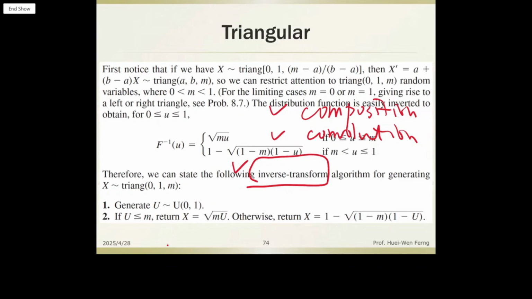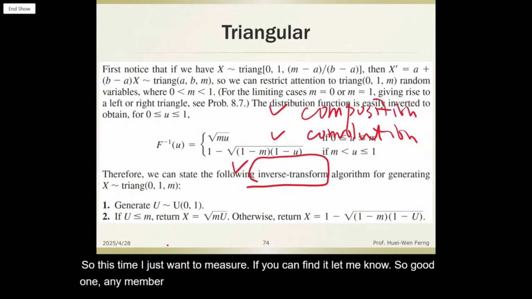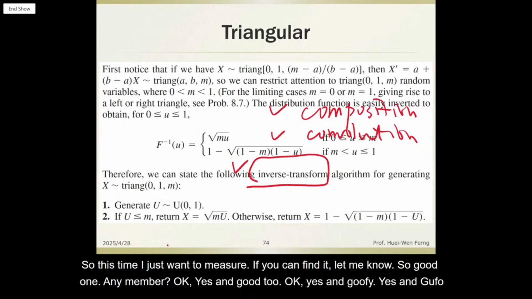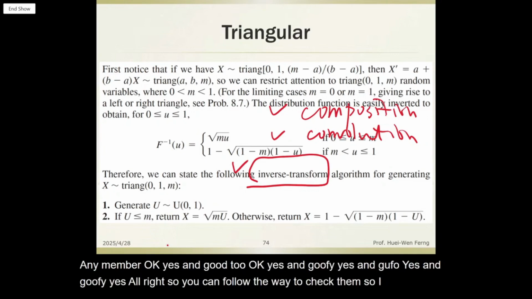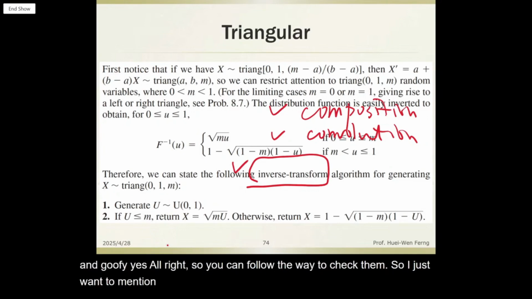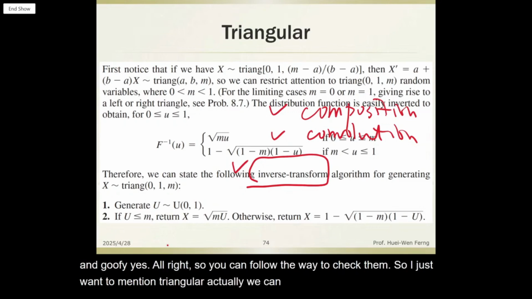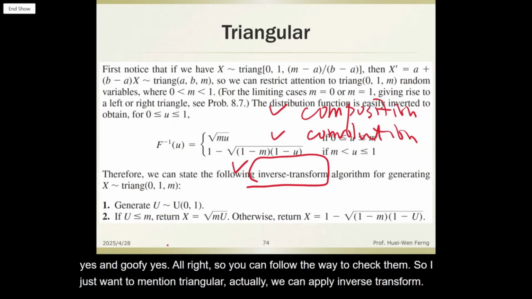So this time I just want to make sure. If you can find it, let me know. So good one. Any member? Okay, yes. And good two? Okay, yes. And good three? Yes. And good four? Yes. And good five? Yes. All right, so you can follow the way to check them. So I just want to mention triangular. Actually, we can apply inverse transform, composition, convolution, right?